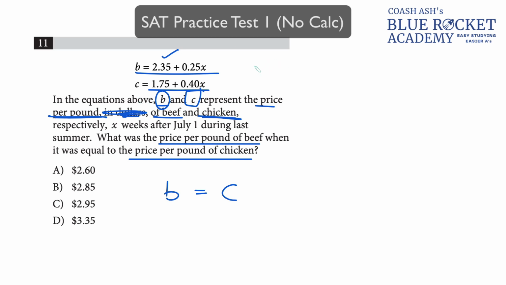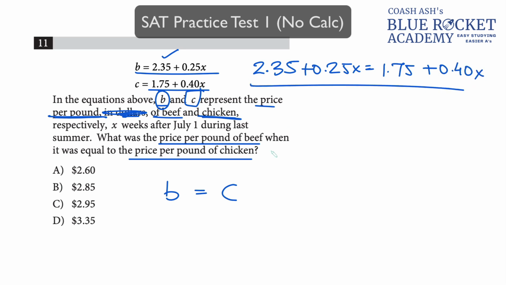So let's just write this right hand side. 2.35 plus 0.25x, and this is equal to the C part, which is 1.75 plus 0.40x. That's basically what they're saying. This is the math equivalent of this English statement here. Now you just want to solve it. How do you solve it? You got a 0.25 and a 0.40 here.